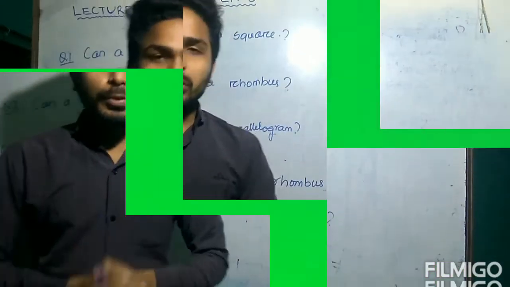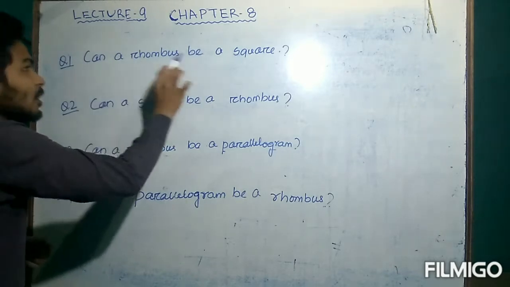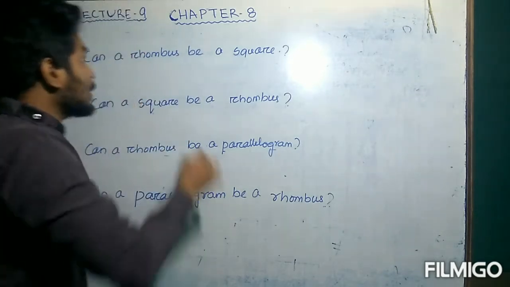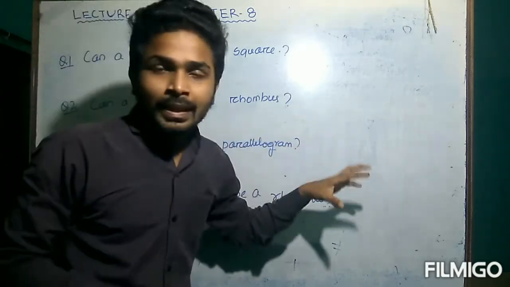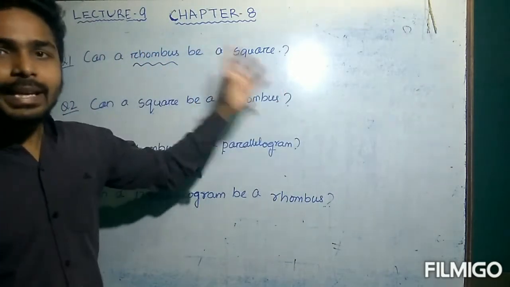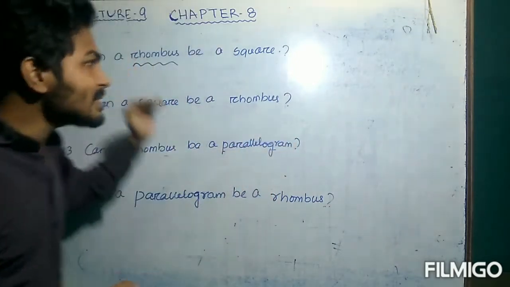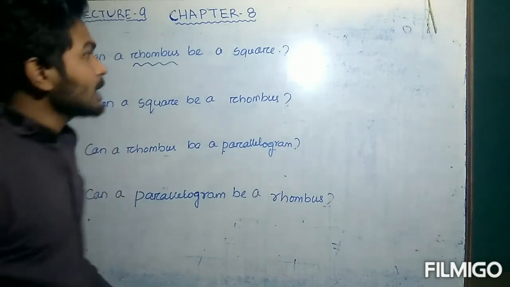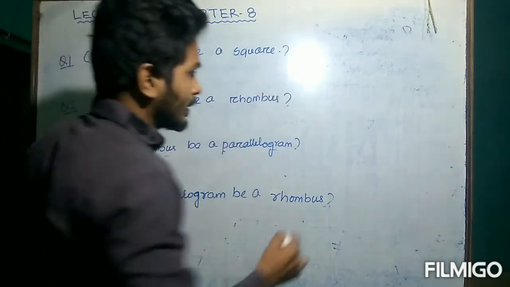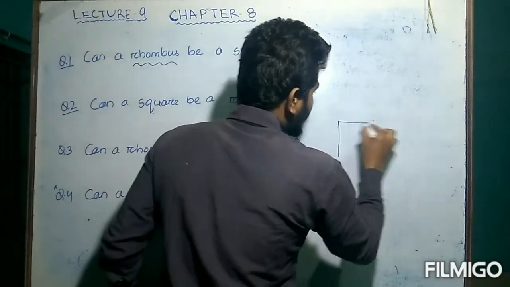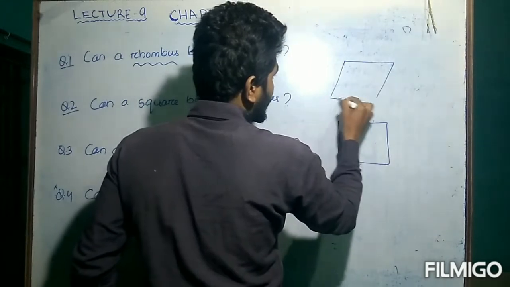So now the questions that arise here are, the first question is, can a rhombus be a square? It means, can we call a rhombus a square? It is possible that a rhombus can be a square if a rhombus satisfies all the properties of a square, then we can say yes, a rhombus can be a square. So let us verify whether it satisfies all the properties of a square or not, right? Let's say this is a square, this is the rhombus, right?